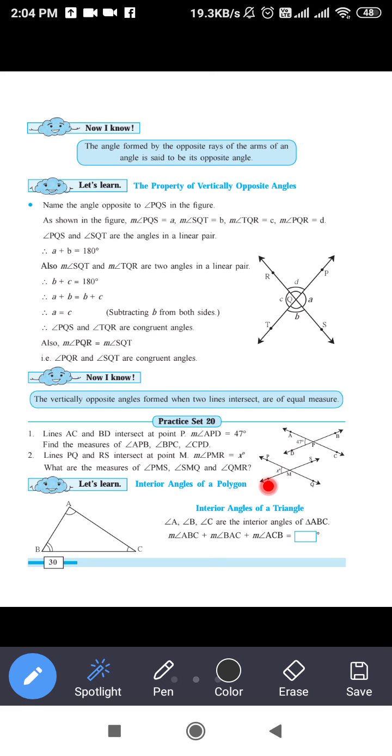यहाँ पे आपको क्या था, APD की 47 डिग्री थी, बट यहाँ पे PMR की वैल्यू क्या गिवन है, x डिग्री गिवन है. सो इट मीन्स जिसका अपोजिट एंगल है SMQ वो भी x डिग्री रहेगा, राइट? और फिर उसके बाद आप लीनियर एंगल प्रॉपर्टी यूज करके ये दोनों भी एंगल्स फाइंड करोगे. So now let us solve the second question.